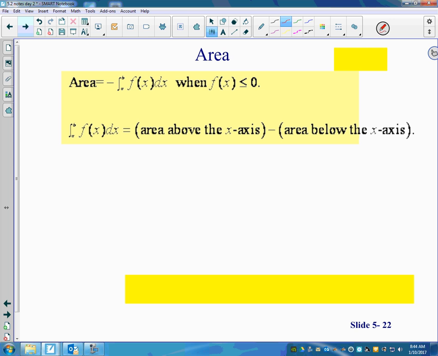And so it says the value of any integral is the area above the x-axis minus the area below the x-axis, which means that's where you get that sometimes an integral has a value of 0.